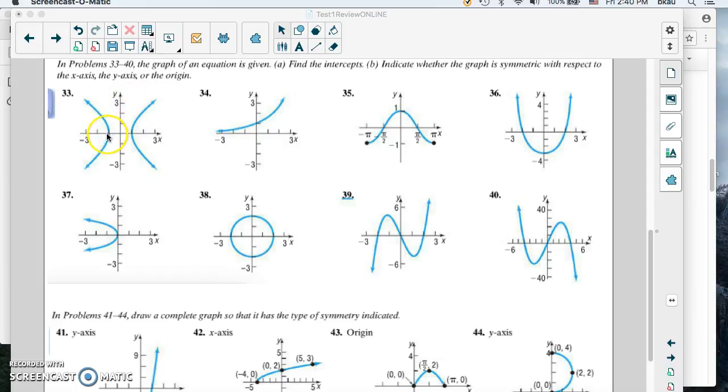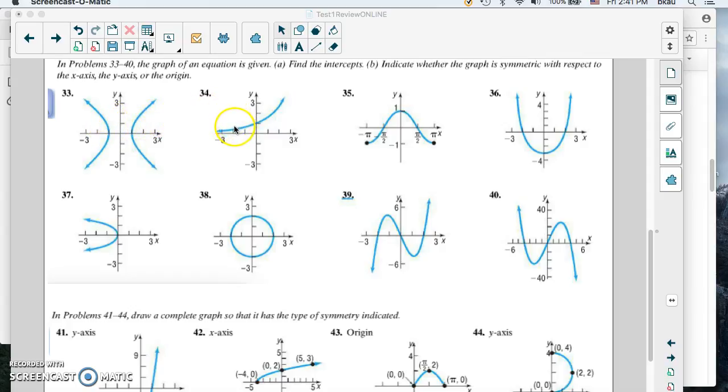33, it looks like you have two x-intercepts at 1, 0 and negative 1, 0. It has x-axis symmetry because this part down here folds down to this part. So does this. It has y-axis symmetry because it folds this way across the y-axis, and it has origin symmetry because when we rotate 180 degrees it matches up. So it has all three types of symmetry.